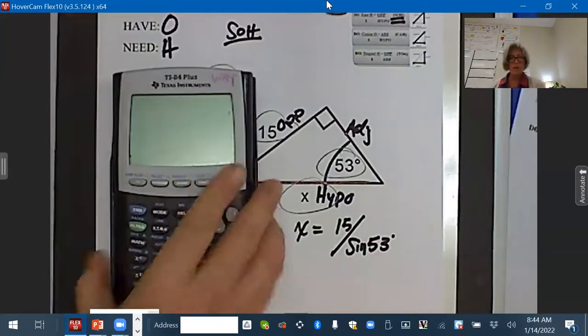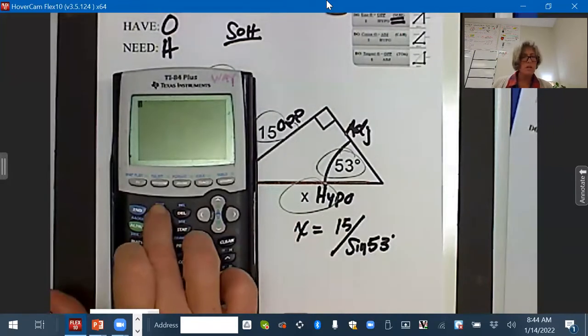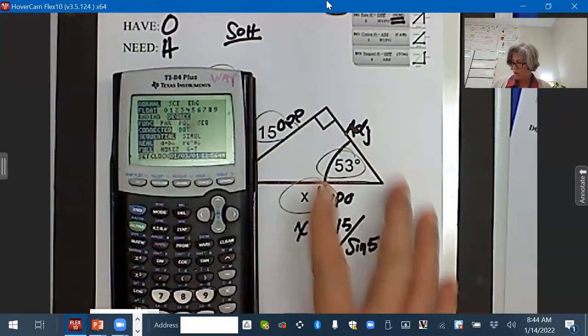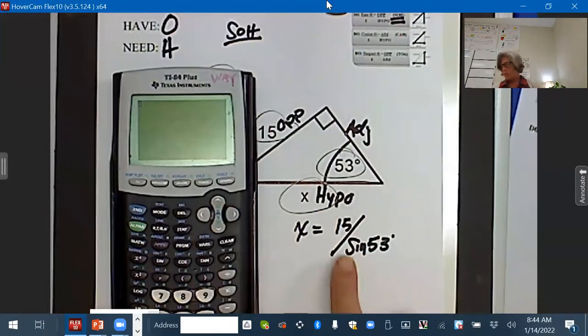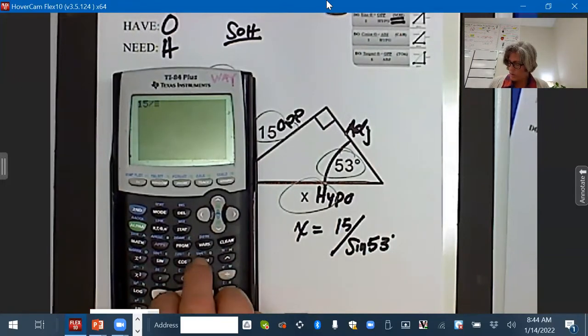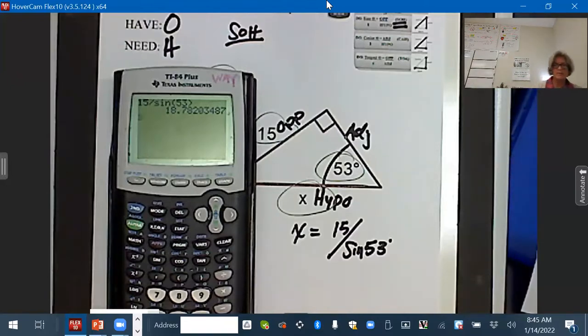So now you're going to get the calculator. Make sure you're in degree mode. So in the large screen calculators, that's mode, down, down, over, degree flashing, enter, clear. We are going to do 15 divided by sine 53. Enter. Round it to the second decimal place. That's going to be 18.78.